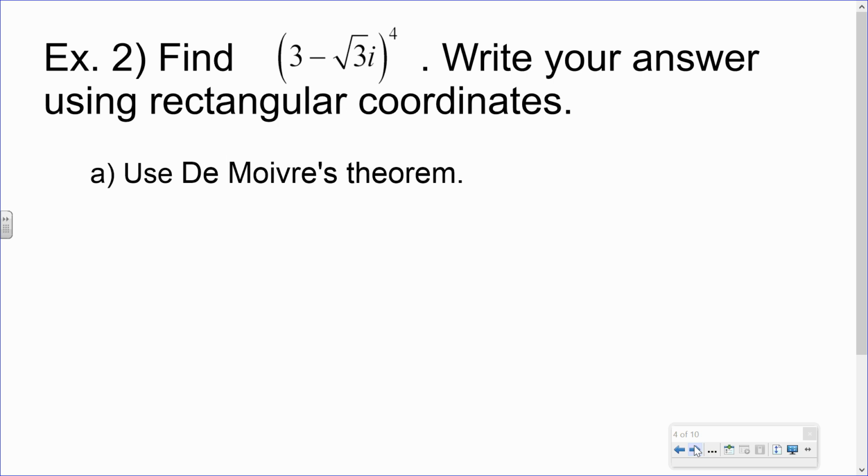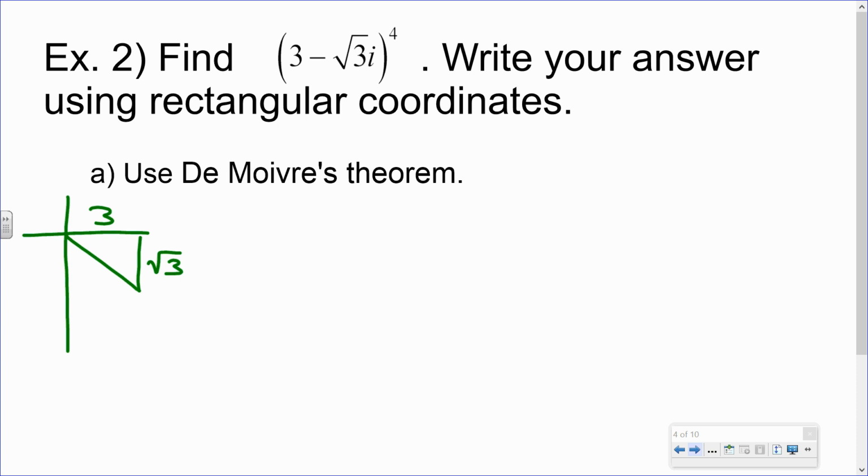This one, though, I want us to use DeMoivre's, but we can't use DeMoivre's right away. Why not? We've got to get it in polar, so we begin with our sketch so we can get our angle correct. Many of you are making mistakes because you are trying to skip your work. This needs to be in the fourth quadrant.